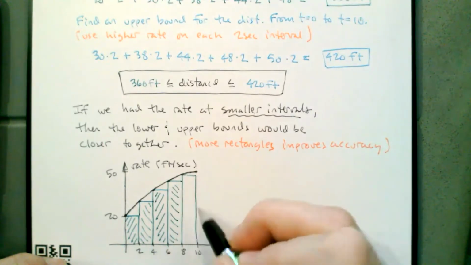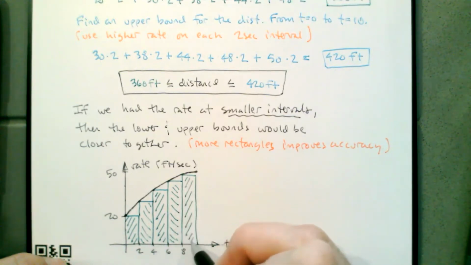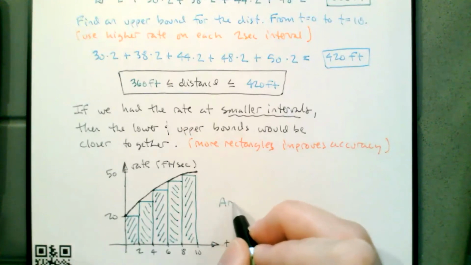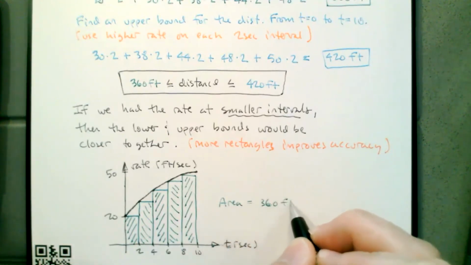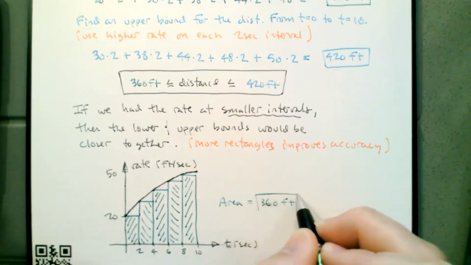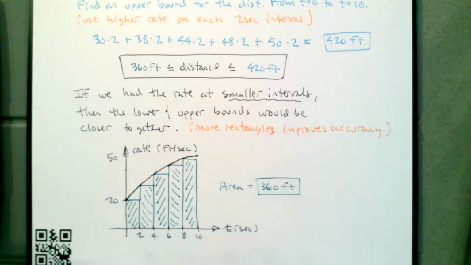So here's graphically the 5 rectangles that we used to calculate our area of 360 feet. Remember, our area is 360 feet because the vertical is measured in feet per second and the horizontal is being measured in seconds.